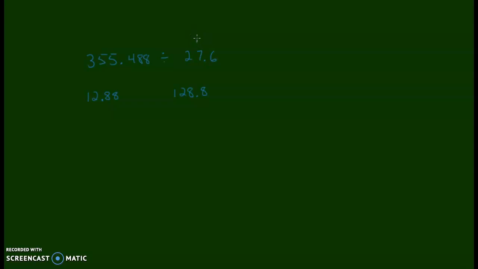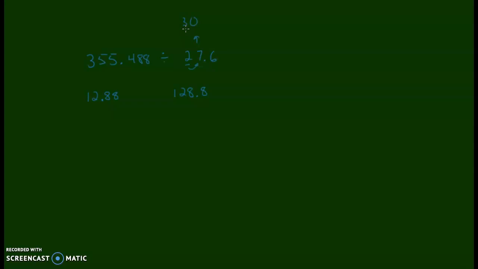So for division, I like to start with the divisor first, and I'm going to round that to the greatest place. So the 2 is in the tens place, so we can look to the 7. The 7 is higher than 5, so the 3 is going to round up. So 27 and 6/10 rounded to the nearest 10 will be 30.